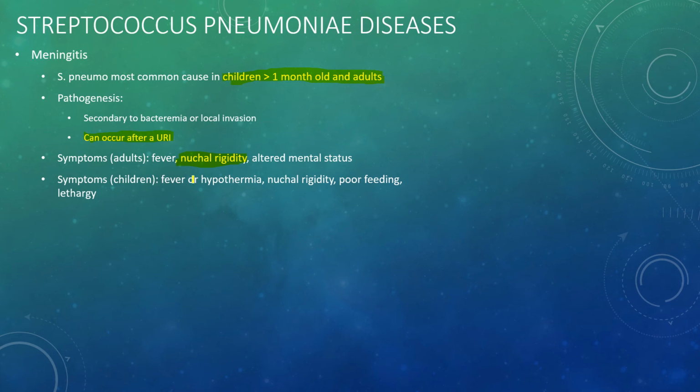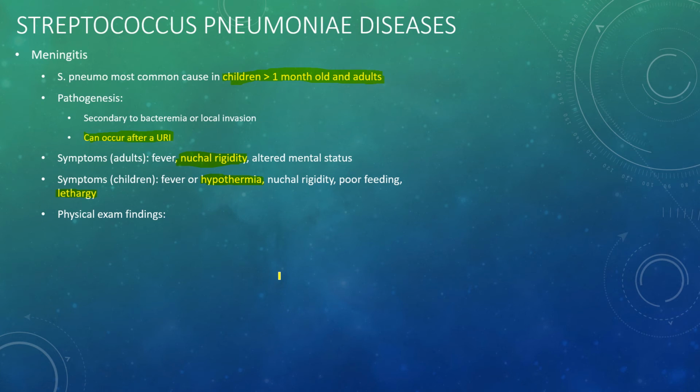Symptoms in children are going to be fever or hypothermia. Remember, children don't have as strong of a hypothalamus and temperature regulation is not as mature. So you actually get hypothermia with meningitis, nuchal rigidity, poor feeding, and lethargy. So these are the neurologic findings in kids. They're very tired and don't want to do any activity, especially feed.